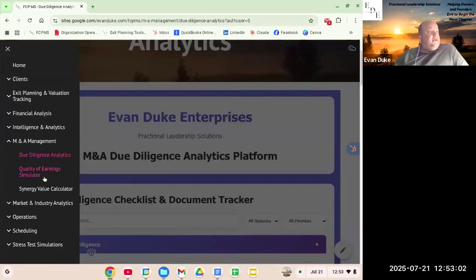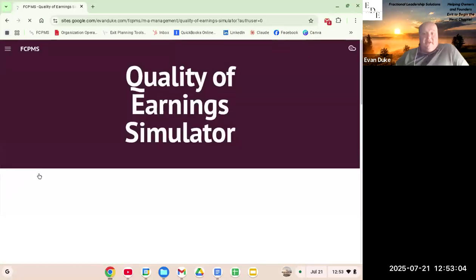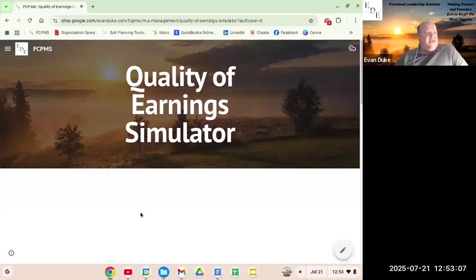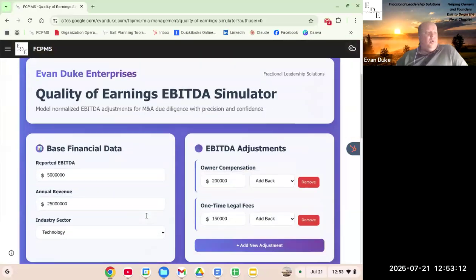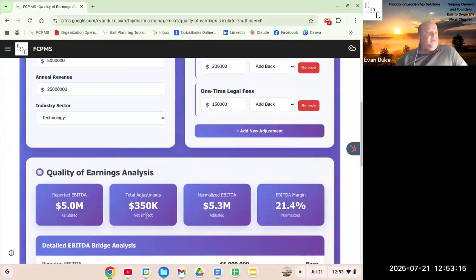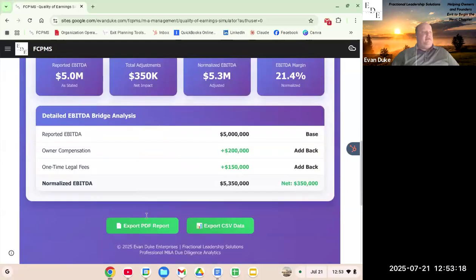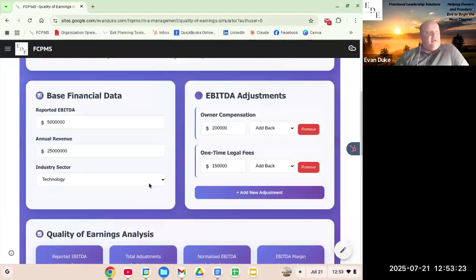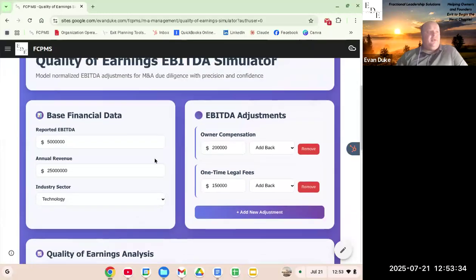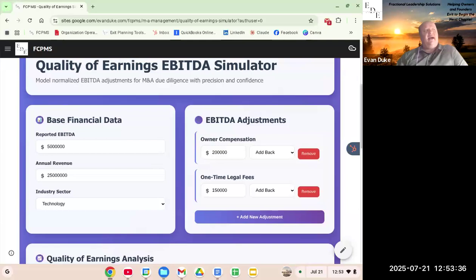Also on this is the quality of earnings simulator, which is obviously preparing for the business to be sold. This is a tool that is going to help us analyze internally, and it could also be very helpful if we're going to be doing our own acquisition. So this is a tool that can go both ways, but really what it's trying to show is just how high quality these earnings are.